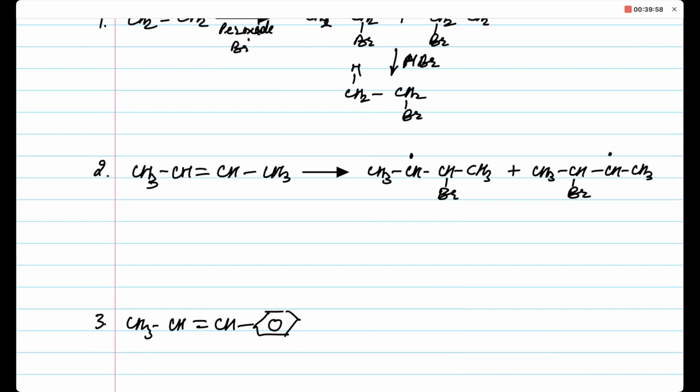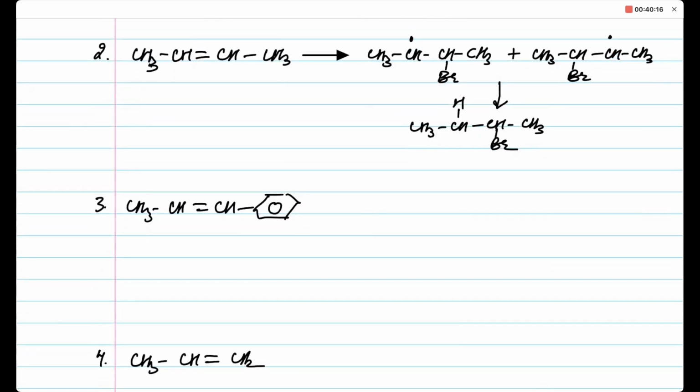Again, this is a symmetric alkene, so we are going to get only one radical. If we are getting only one radical, we are getting only one product. That is CH3, CH, CH, CH3. One of the carbons gets hydrogen, another carbon gets bromine, and we get the product as 2-bromobutane as the only product.